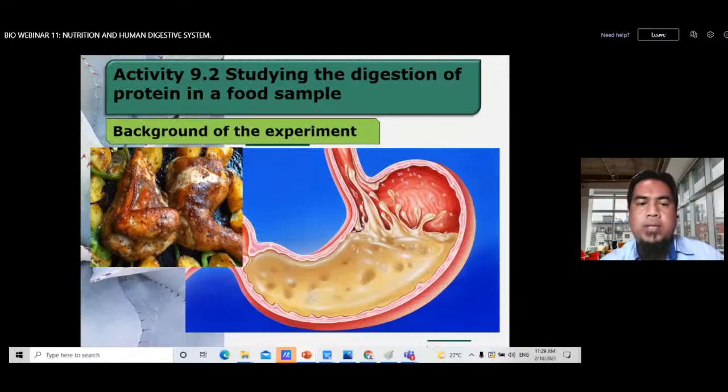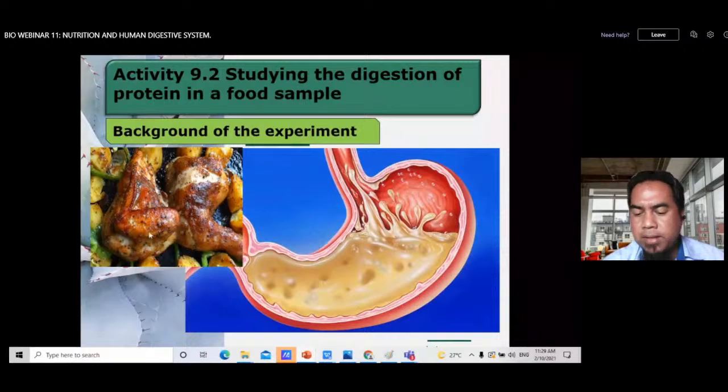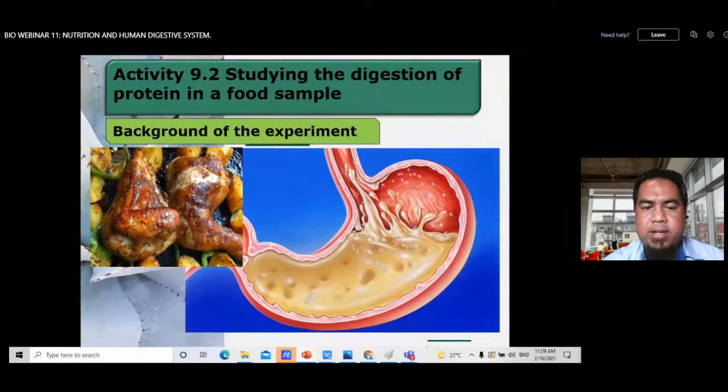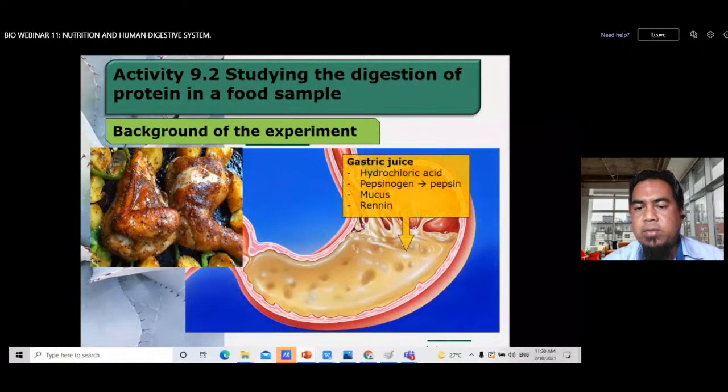Now we go to activity 9.2, studying the digestion of protein in a food sample. The background of this experiment is the digestion that occurs in your stomach. In your stomach, the digestion that occurs is digestion of protein. If you see this chicken, looking at grilled chicken at lunchtime, your stomach already feels hungry, triggering you to eat. This chicken is rich with protein and it starts to digest chemically in your stomach.